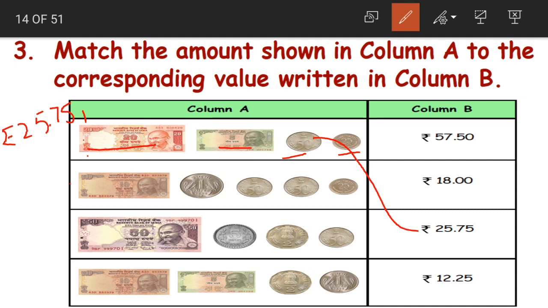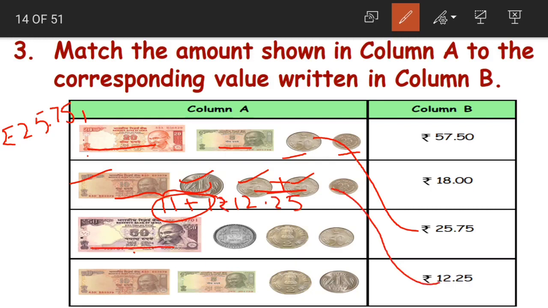Now coming to the second one, 10 plus 1, 11. Then we have 50 paise, 50 paise. We know that when we add two 50 paise together, we'll get 1 rupee. So we are already having 11 rupees. 11 plus 1, 12. Then we have 25 paise. So 12 rupees 25 paise is our answer.